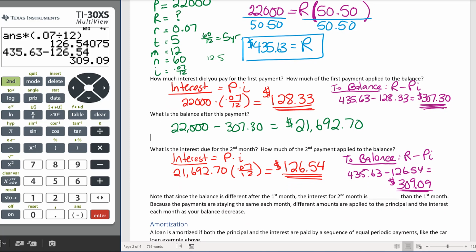So note that since the balance is different after the first month, the interest for the second month is less than the interest for the first month. Because the payments are staying the same, different amounts are applied to the principal and the interest each month as your balance decreases. And this is good for us.